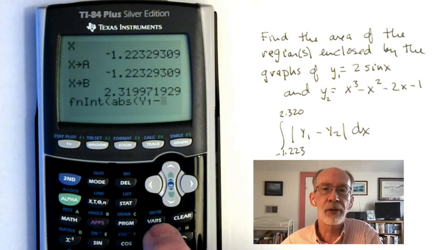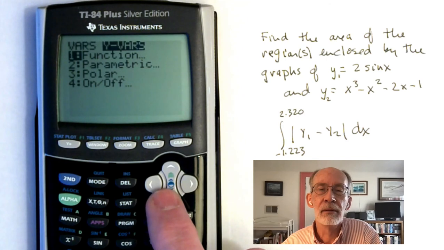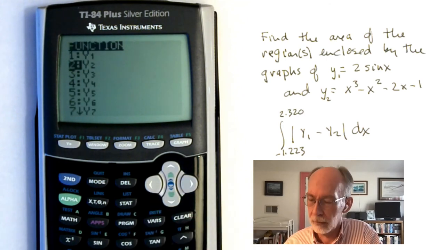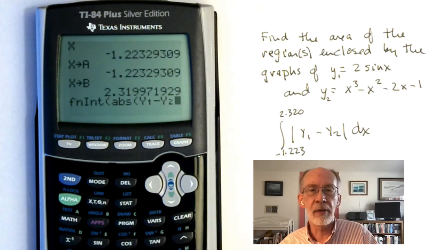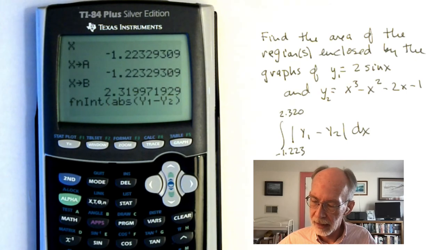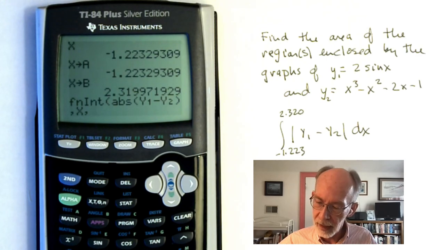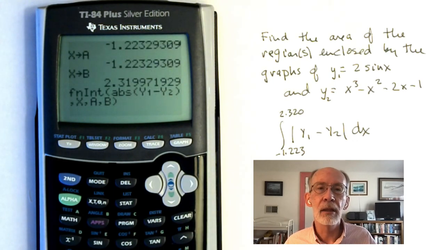Go again, vars, yvars, function, click down to y2. Got to close the absolute value command, and then it's comma, x, comma, left limit and right limit of integration. So A, comma, and then B using the alpha command. Hit enter.